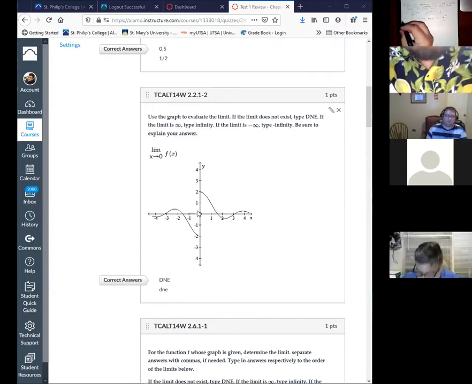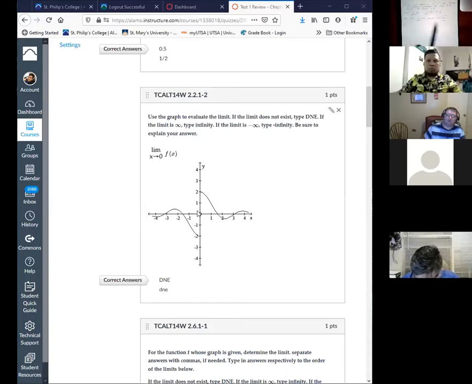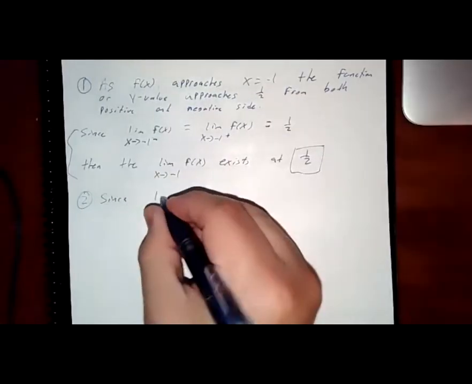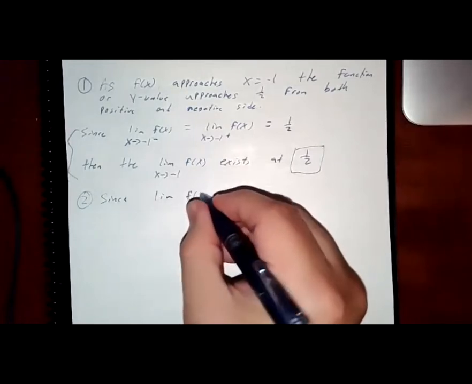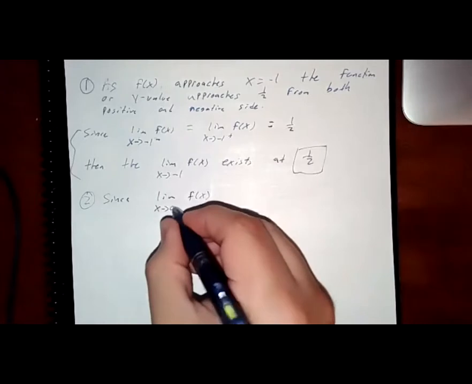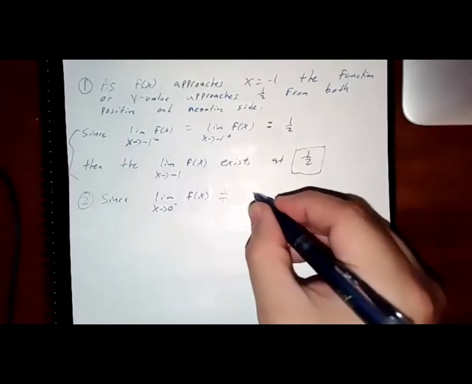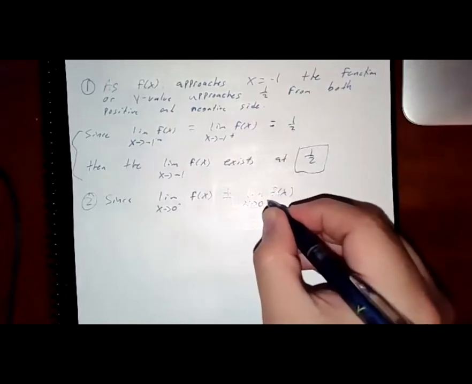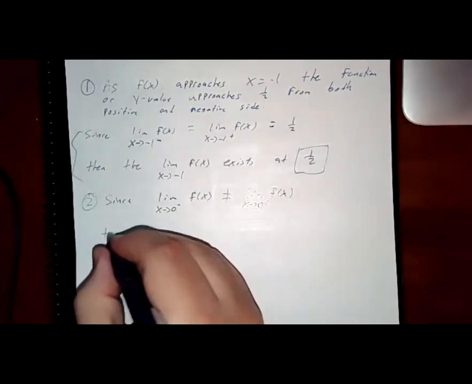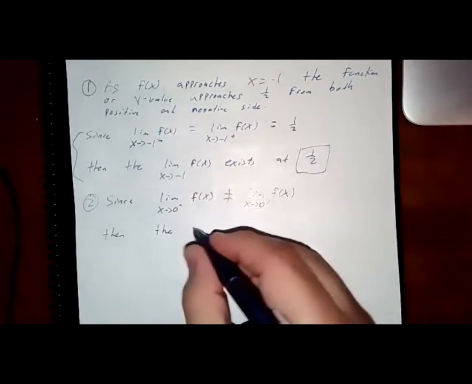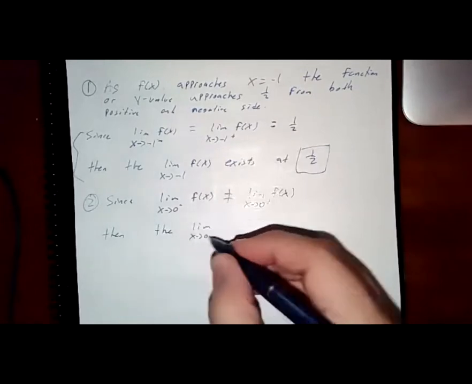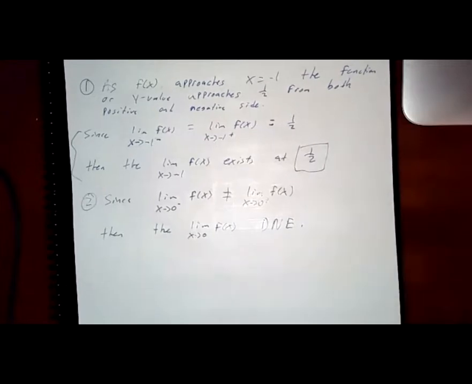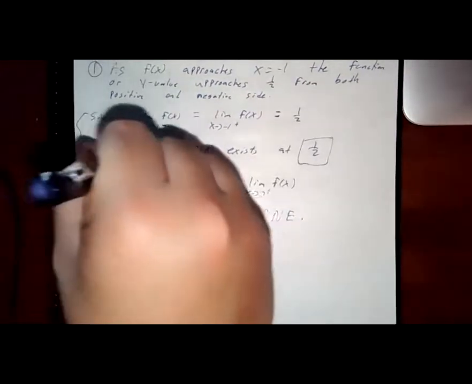So for number 2, in math symbols, you would just say: since the limit of your function as x approaches 0 from the negative side is not equal to the limit of f of x as x approaches 0 from the positive side, since they're not equal, then the limit as x approaches 0 of f of x does not exist. Does that make sense? Yeah.